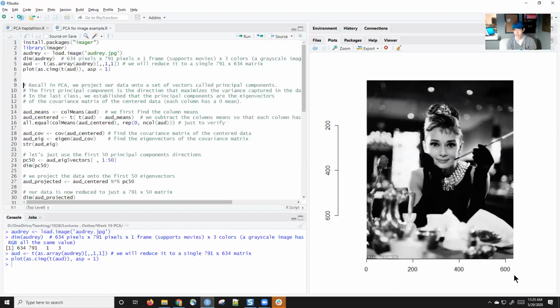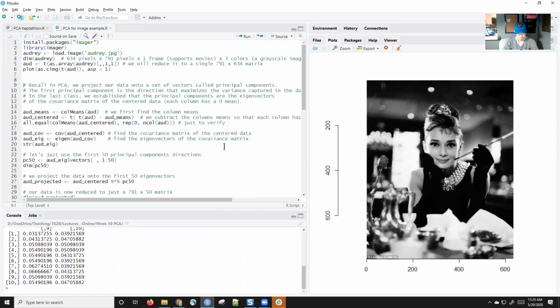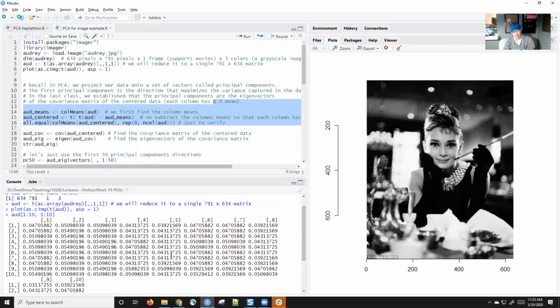Okay, and the way it's represented here, if we just take a look at, say, the first 10 rows and the first 8 columns, we just have a whole bunch of numbers here. This would be the top left corner, and this top left corner is mostly black, and so we've got values that are close to 0.